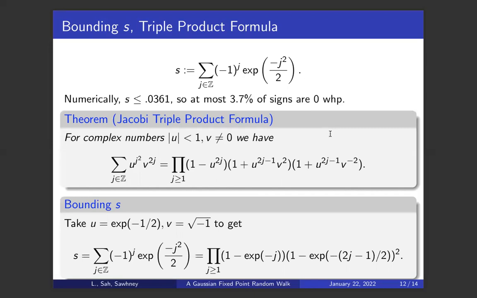This ends up being useful in our paper because we also analyze instances where we want the stationary distribution to be N(0, sigma) for some variance sigma larger than 1. And the Jacobi triple product formula actually gives us tighter control on what the probability is that the walk stays at 0.